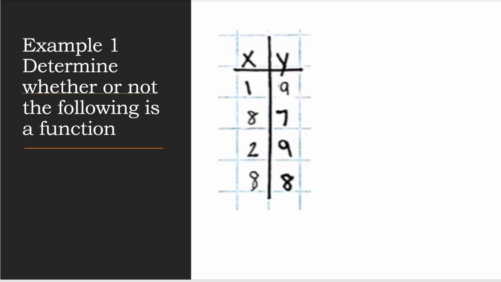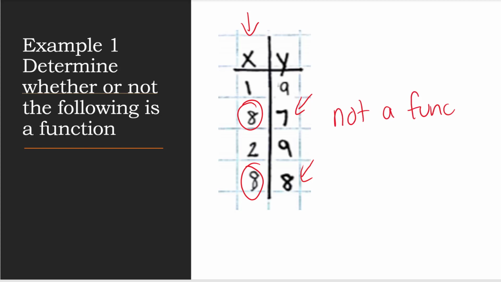With our next example, when you look at our inputs, you'll notice that we have two inputs that are repeated, and they are mapping to different numbers. So that means that this is not a function. We have one input, which is x is equal to 8, and it is mapping to two specific outputs.